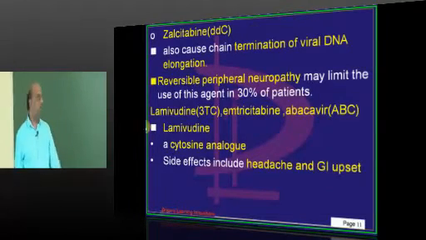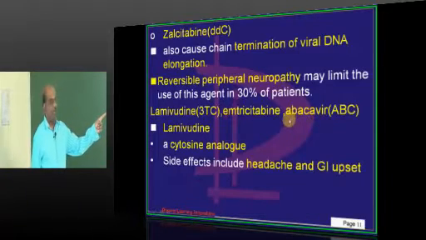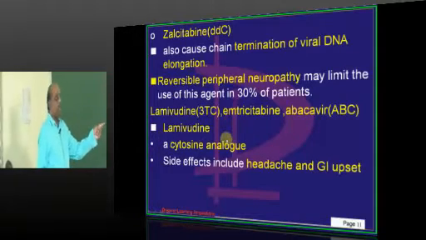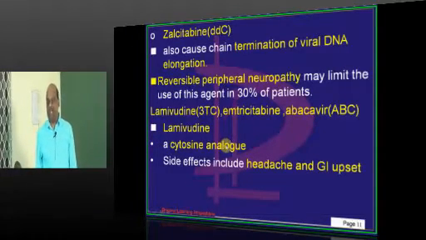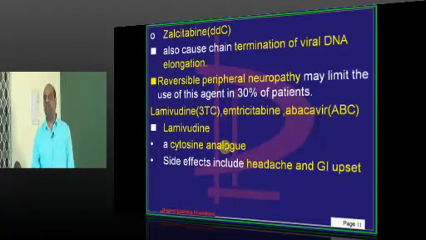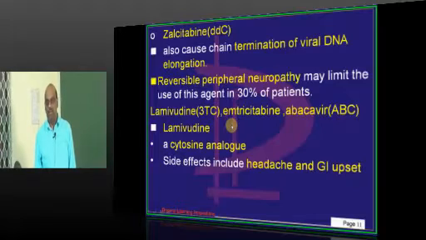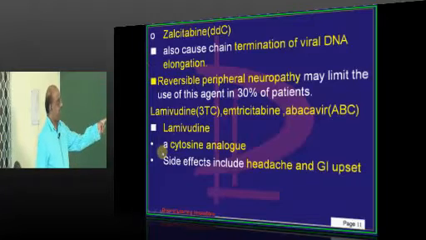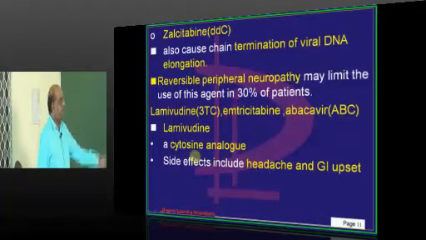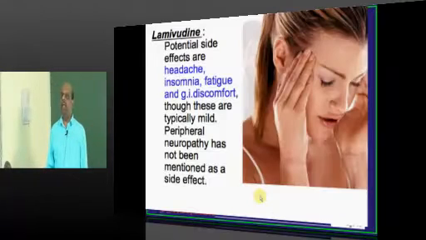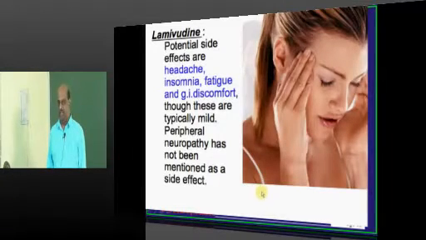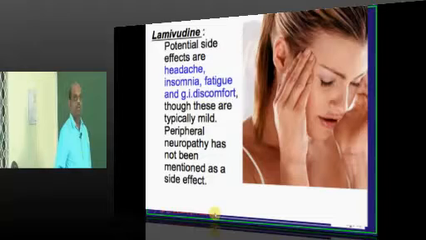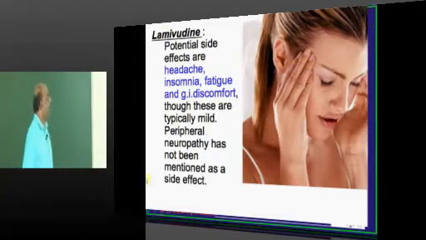Then a few comments on lamivudine, emtricitabine and abacavir in the same class. Lamivudine is another analog of cytosine. So you must know which drug is an analog of which nucleotide. Till now, what did we finish? Zidovudine is a thymidine analog, etc. So the cytosine analog is lamivudine. One of the main side effects is headache and GI upset if you use lamivudine: headache, insomnia, fatigue, GI discomfort. These are all the side effects if you are using lamivudine.